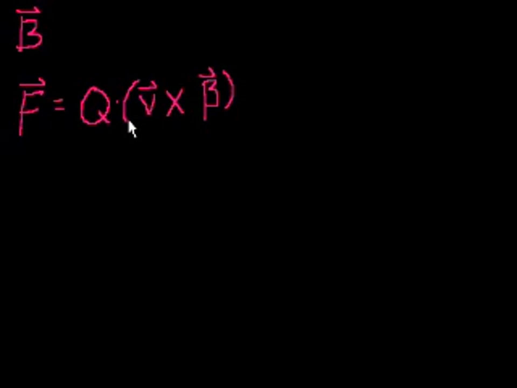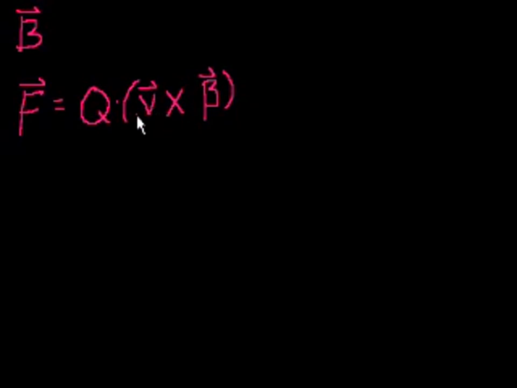Now there's something that should immediately, if you hopefully got a little bit of intuition about what the cross product was, there's something interesting going on here. The cross product cares about the vectors that are perpendicular to each other. So for example, if the velocity is exactly perpendicular to the magnetic field, then we'll actually get a number. If they're parallel, then the magnetic field has no impact on the charge.